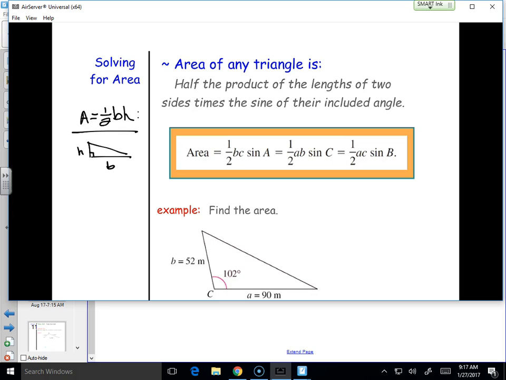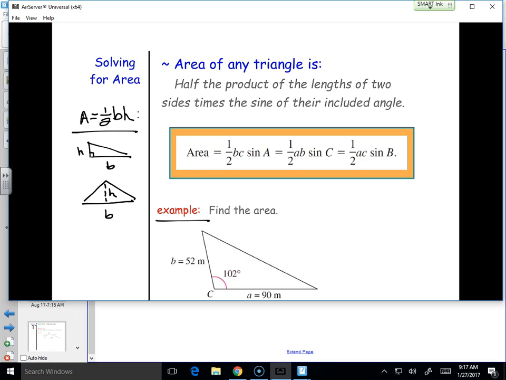Or when they decide in a picture to tell you the base and the height. Aren't they nice? Is that very realistic now? No. They're going to give you the sides, and the sides in a non-right triangle will not give you the height. Struggle.